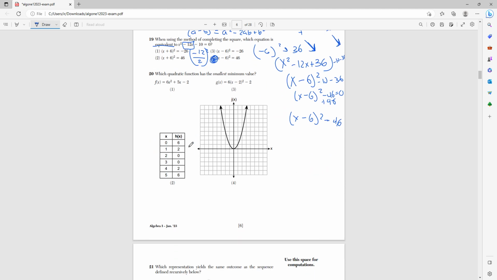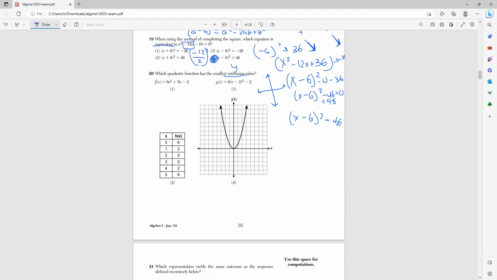Right, 20, it's saying which quadratic function has the smallest minimum value? Going through these, I would try my best to graph all of these just so you could visualize the actual minimum values. So what is the minimum value? The minimum value is the smallest y value.